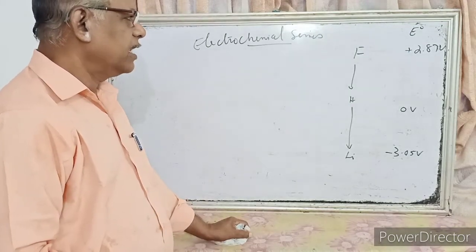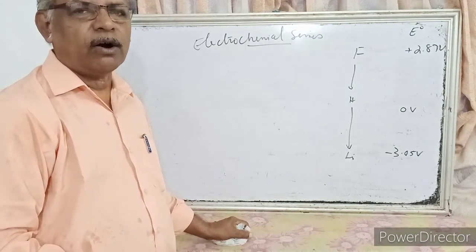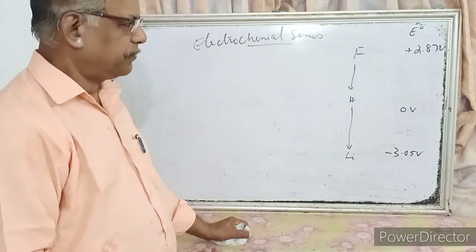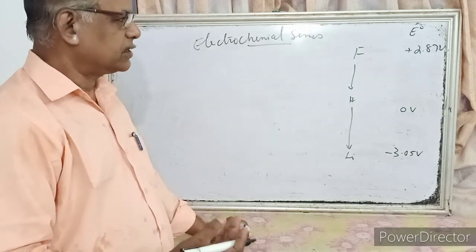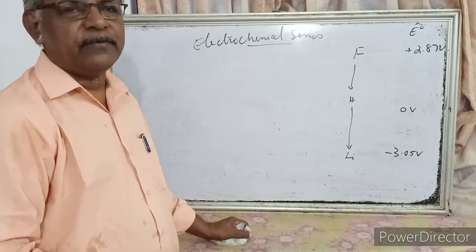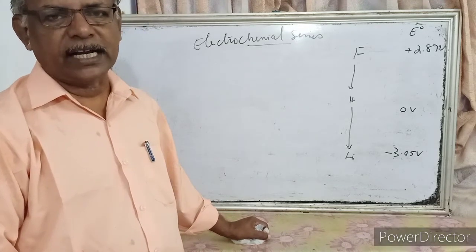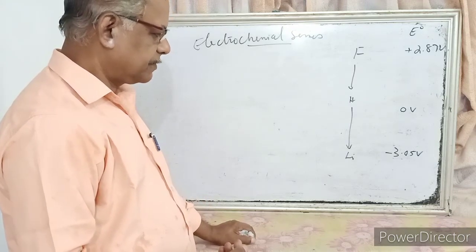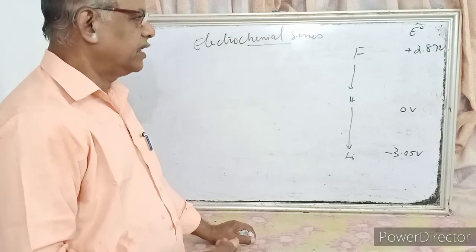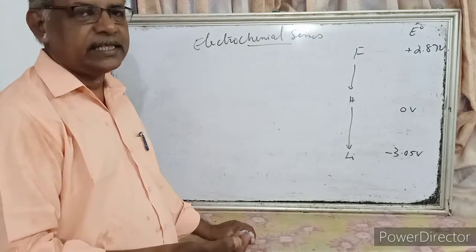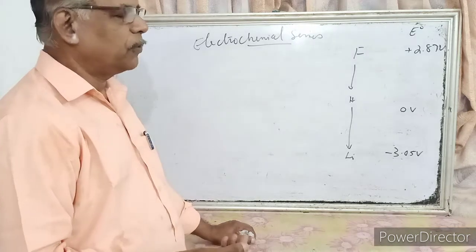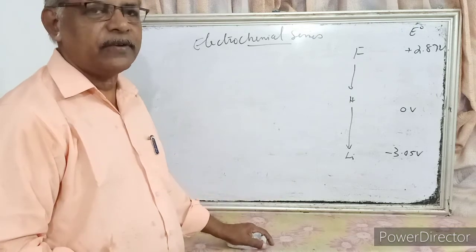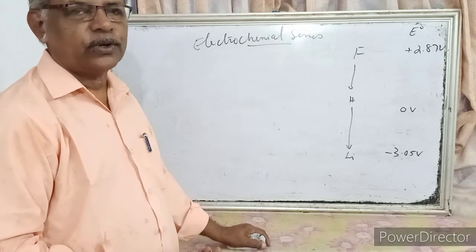So here we have to study a question. Fluorine is a strong oxidizing agent while lithium is a strong reducing agent. Why? Fluorine has the highest standard electrode potential, so it easily undergoes reduction. As the E0 value increases, reduction tendency increases. Lithium has the lowest value for E0, so it easily undergoes oxidation.